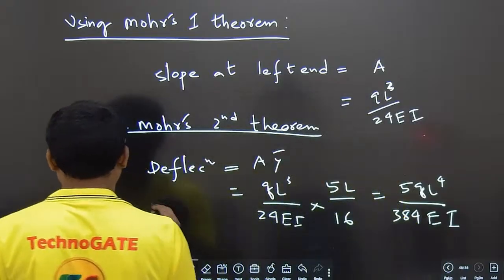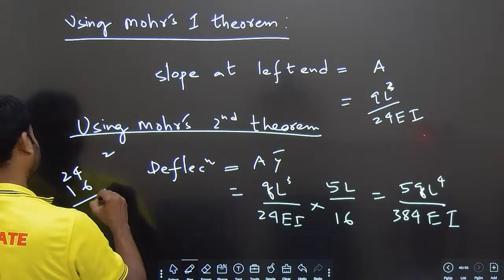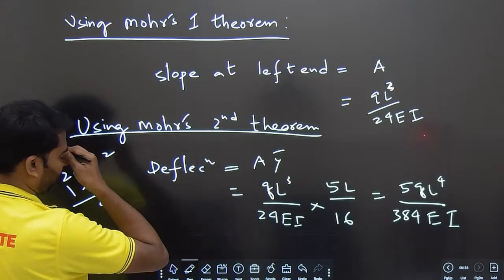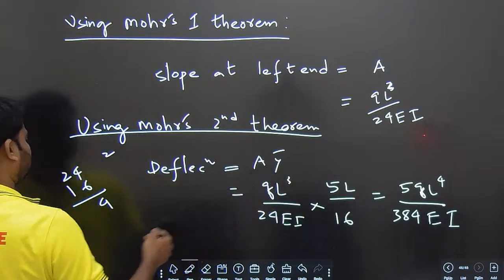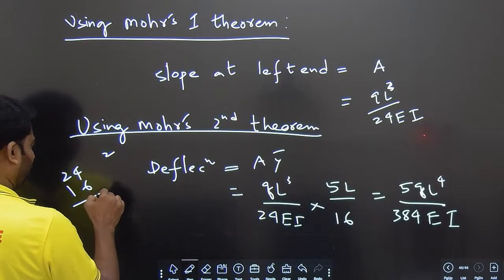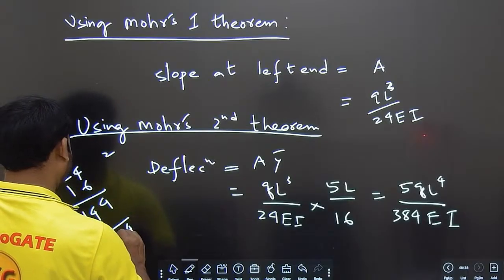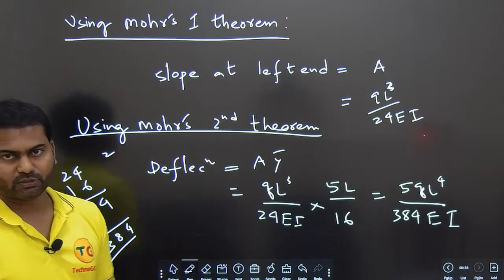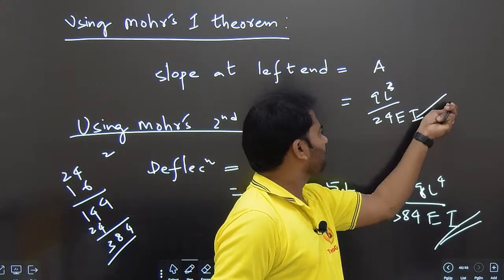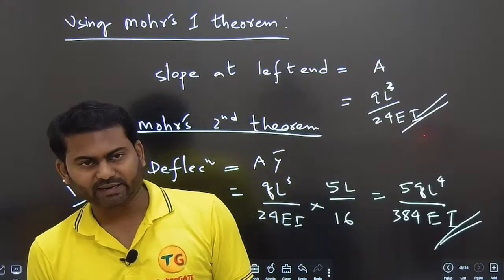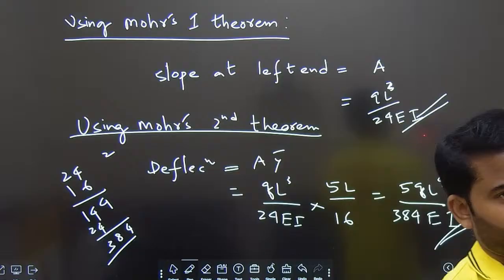Let me check by calculation, because there is a shortcut to remember the values, so I am checking it. If it is coming exactly 384, then my calculation is right. 16 times 24 gives 384, correct. So this is the value of deflection at the midpoint, and this is the value of the slope at the left end or the right end. This is how you need to apply Moore's first theorem and Moore's second theorem on these simply supported beam cases.